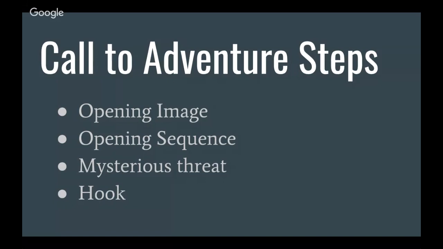For those of you that have read the Da Vinci Code, in the prologue, it talks about the museum curator being murdered by, I forget the character's name, but he's like the henchman of the main bad guy. And so we see him running through the museum, and it's all of these same things: the opening image, the opening sequence, the mysterious threat, and the hook.